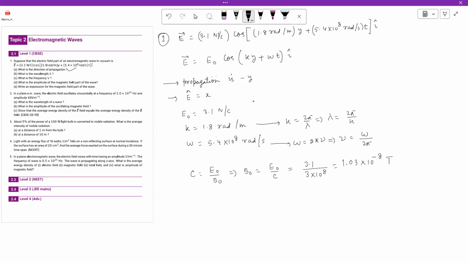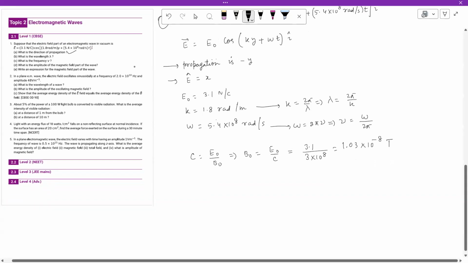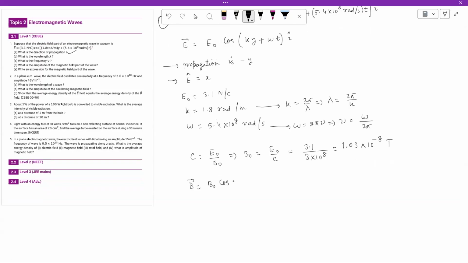Now we were doing the last part, to write an expression of the magnetic field part of the wave. So we know that B would be B naught cos of ky plus omega t. But the important part is that we need the direction. So we have to use the relation that E cross B gives n hat, which is the relation we know for propagation. E hat is i hat.